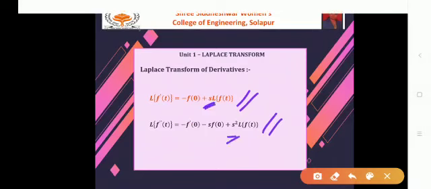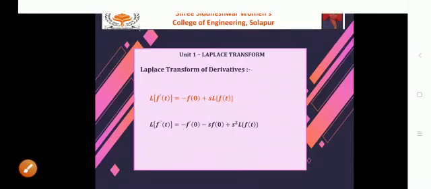Here, for the Laplace transform of the first order derivative, the multiplier s has degree 1. Here, for the Laplace transform of the second order derivative, the multiplier has degree 2, that is s square. For the first order derivative, 1 plus 1, 2 terms are there in the formula. Here for the second order derivative, 3 terms are there in the formula. So in this way we have to use the Laplace transform of the second order derivative result.